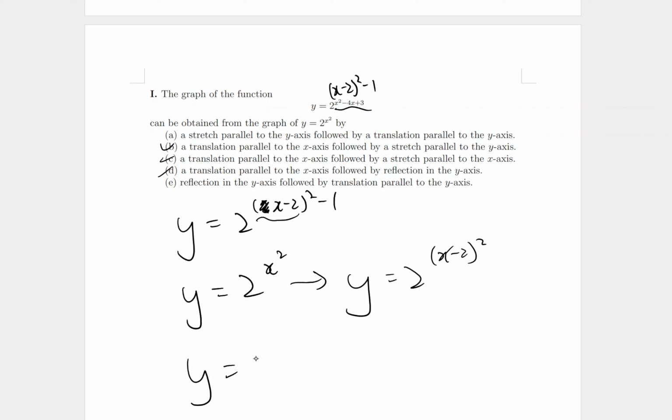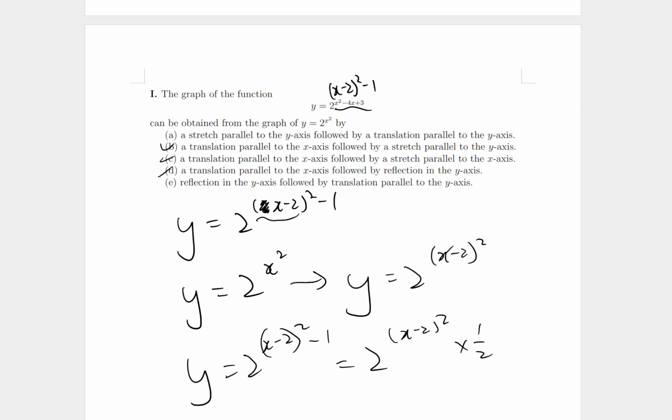Now, this is really tricky. So now I have 2 to the power of x minus 2 all squared, and minus 1. So essentially, what this equals is 2 to the power of x minus 2 squared, times 1/2. Now, this is the most important thing you should realize: 2 to the minus 1, by laws of indices, is 1/2.